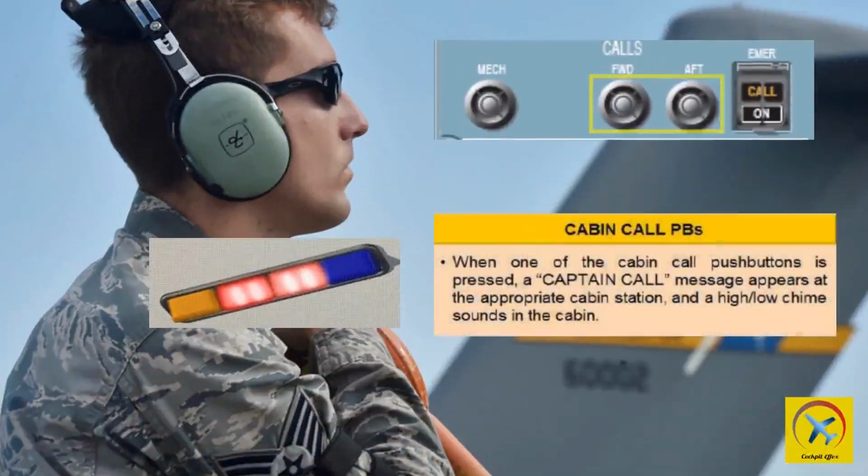Forward or aft: when the forward or aft call button is pushed, a pink light illuminates at the corresponding flight attendant area call panel. A captain call message appears on the corresponding flight attendant indication panel. A high or low chime sounds through the corresponding loudspeaker.